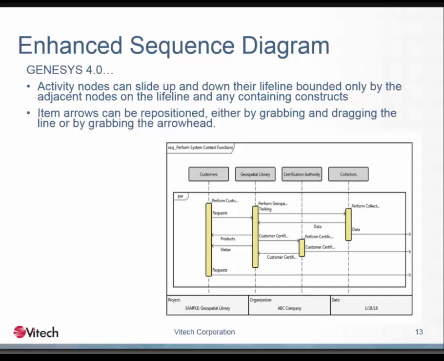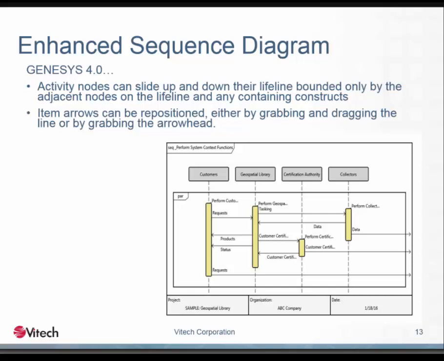However, you have the greater flexibility within those computational boundaries to lay the diagram out in a way that better communicates the interactions within your system. So now activity nodes can be slid up and down their lifeline, bounded only by the adjacent nodes on the lifeline and by any constraining constructs.